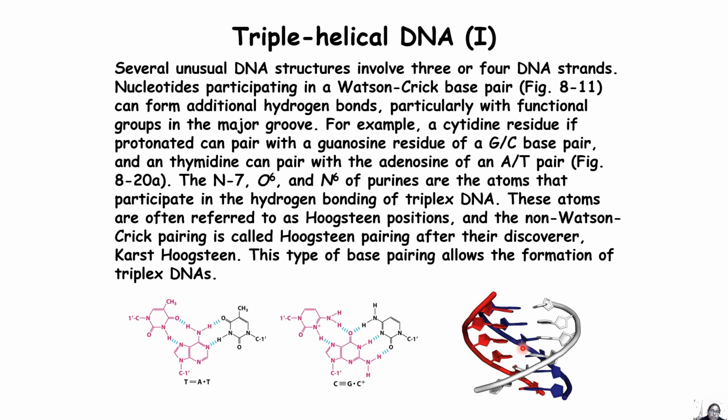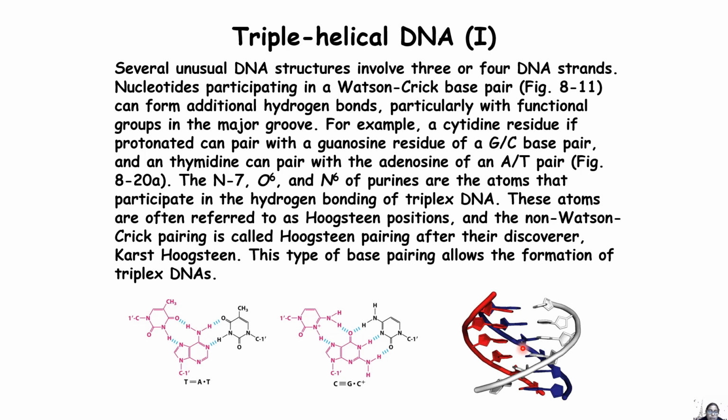Several unusual DNA structures involve 3 or 4 DNA strands, and the nucleotides participating in a Watson-Crick base pair can form additional hydrogen bonds, particularly with functional groups in the major groove. For example, a cytidine residue, if protonated, can pair with the guanosine residue of a GC base pair, and a thymidine can pair with the adenosine of an AT base pair.